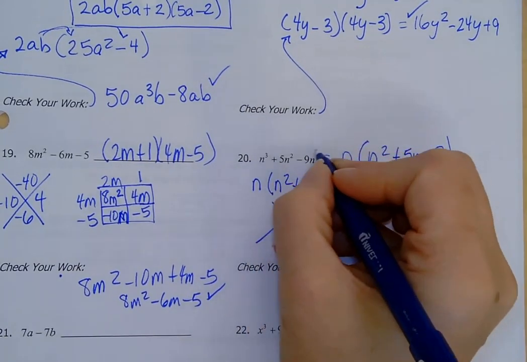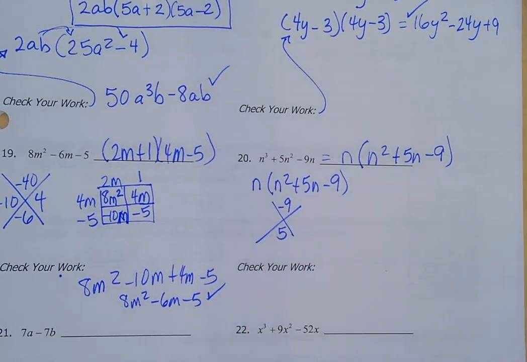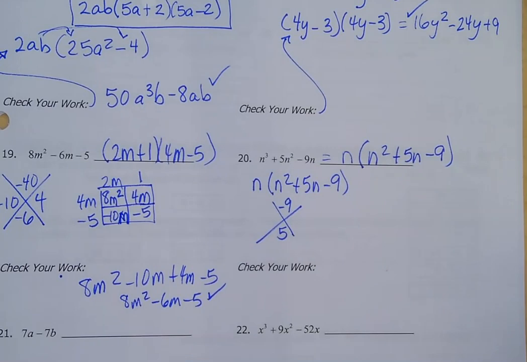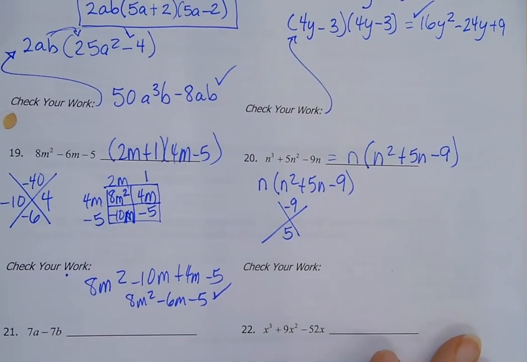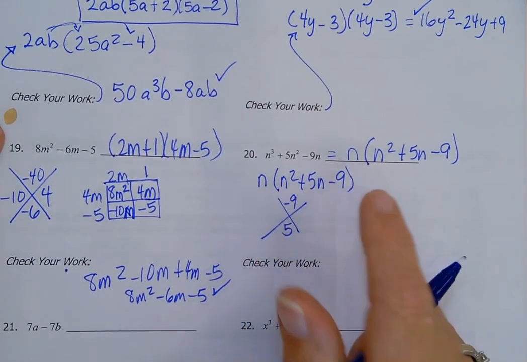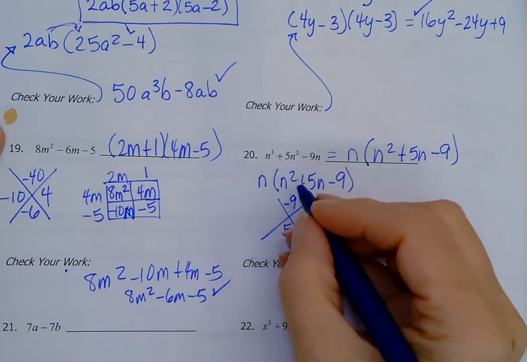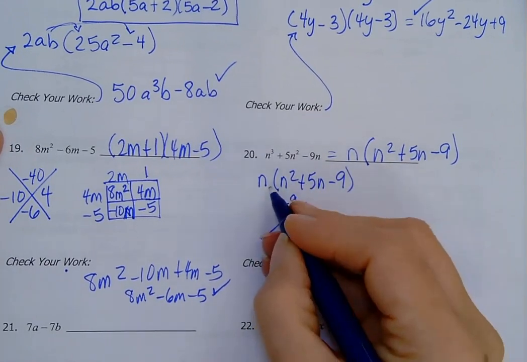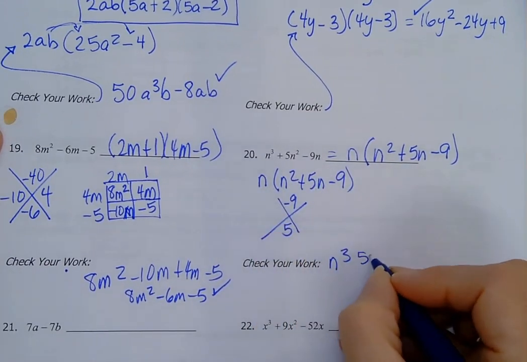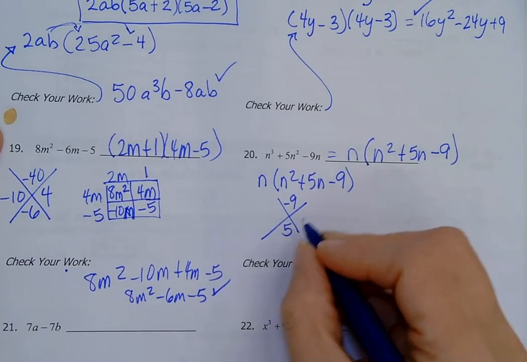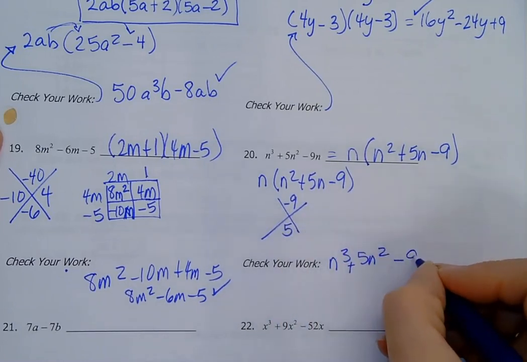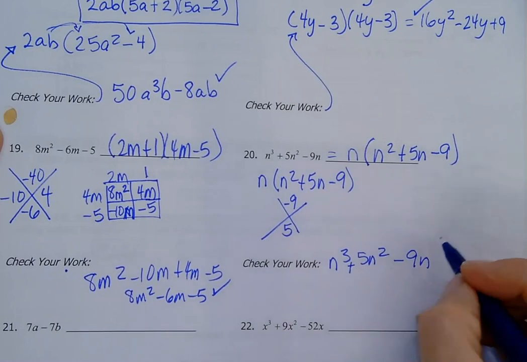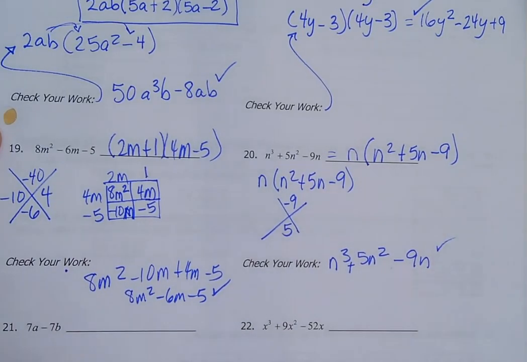Since this original expression is not prime, I'm not going to write prime as my final answer. Right, I am going to factor out. All right. And to check my work, I would just distribute through, so n times n squared is n cubed, n times 5n is 5n squared, sorry, we're adding, n times negative 9 is negative 9n, and that is what I had to begin with.